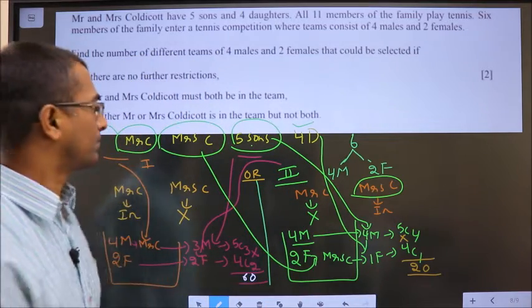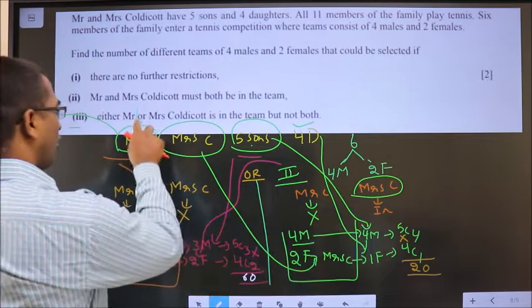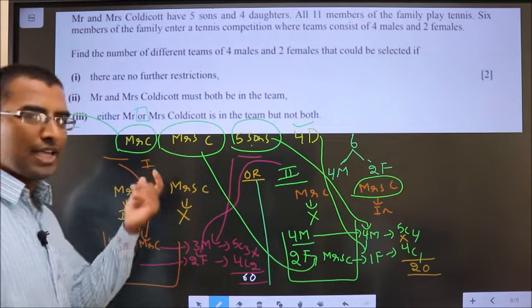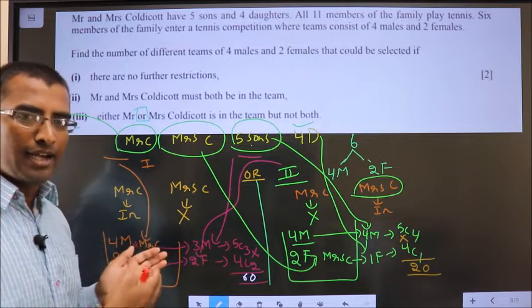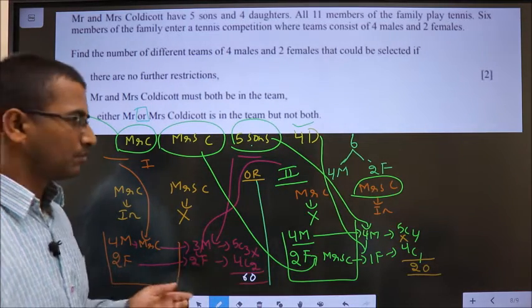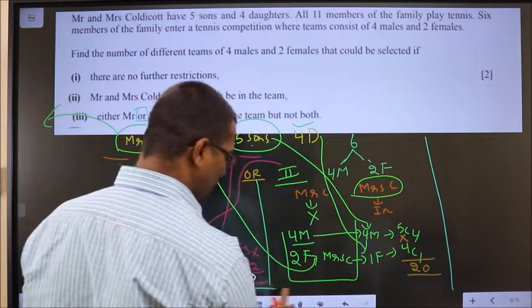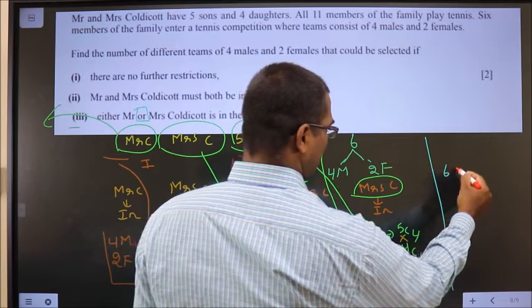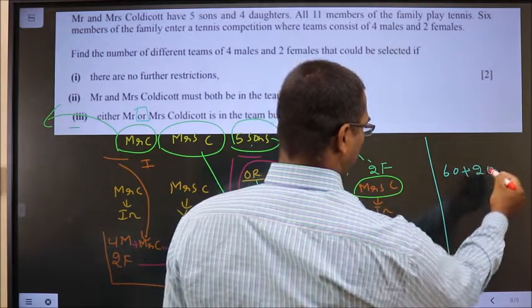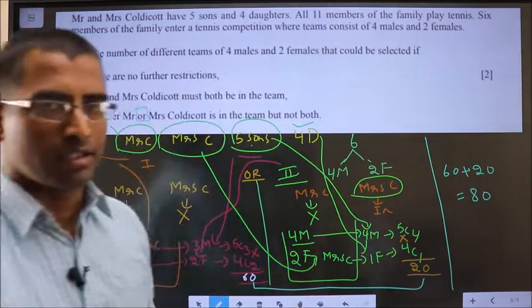Okay, now it is or between them. Whenever it is or, you will add the situation 1 and situation 2 answers to get the final answer. So your final answer will be adding these two. So 60 plus 20, 80 will be your final answer. Clear?